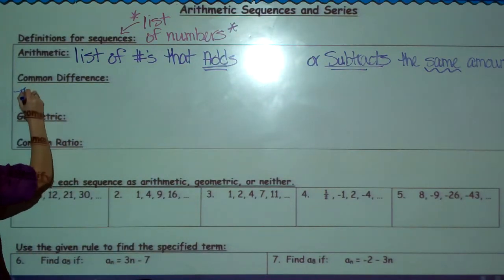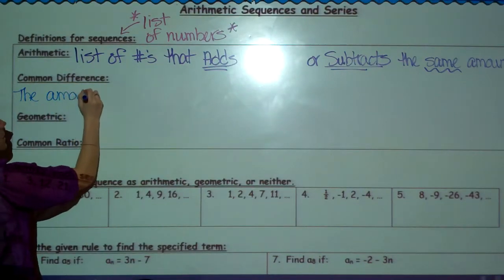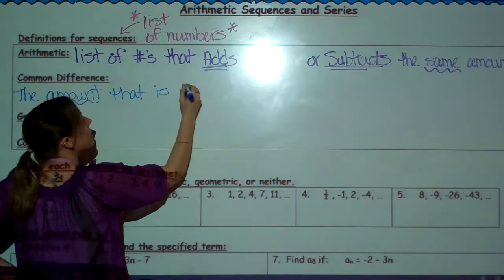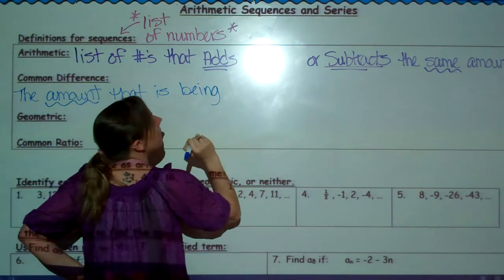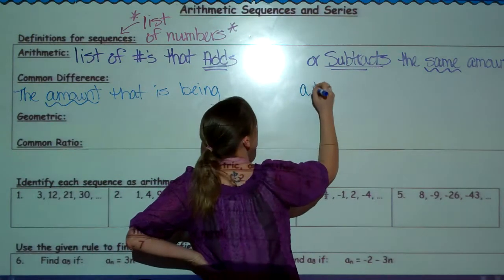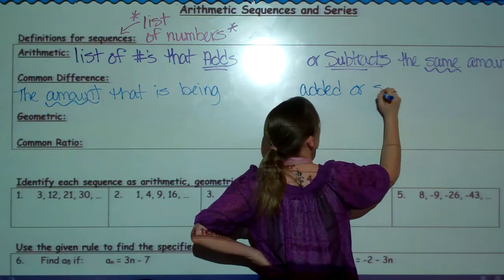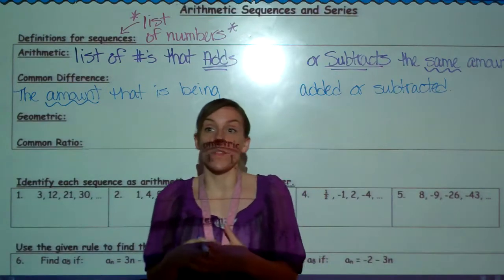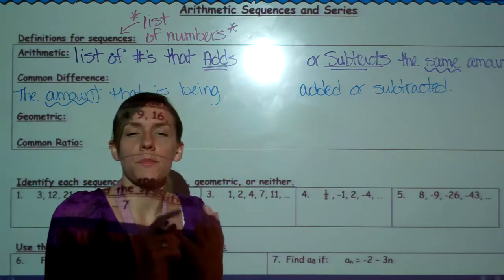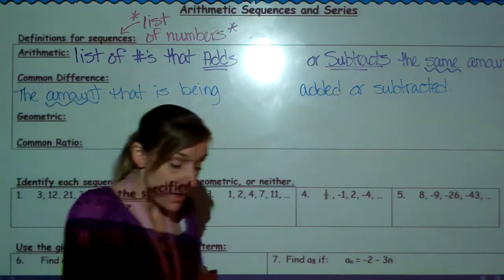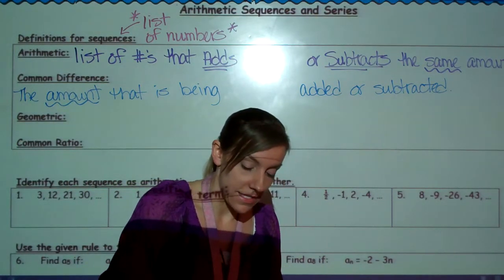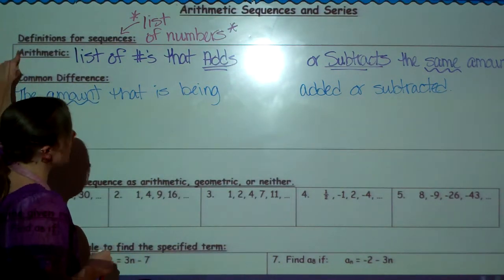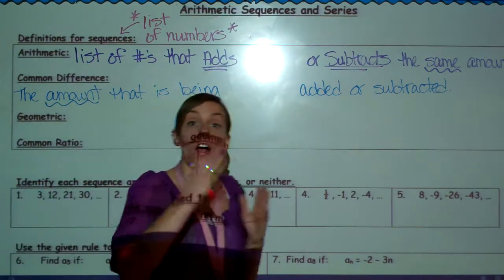This is the amount that is being added or subtracted. Okay, so we're going to need to know what the difference is in order to recognize, and then a lot of times in order to use the formulas. Okay, geometric is just slightly different in that instead of adding or subtracting, so think of arithmetic, A is adding. Geometric is actually our other operation.